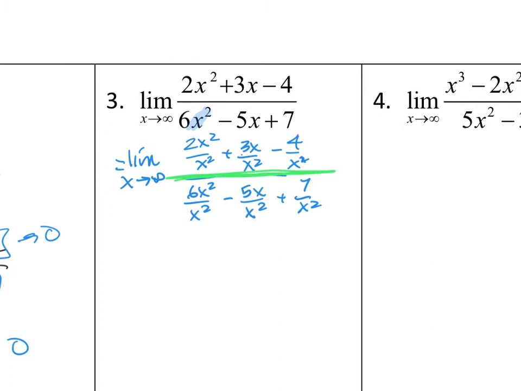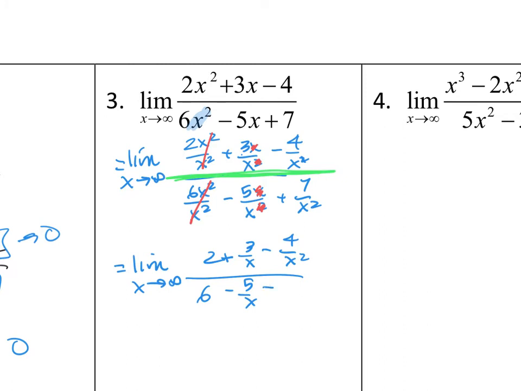So what happens? That goes to 1. This goes to 1. This goes to an x in the denominator. This does the same thing. And here's what we have. Let's go ahead and write this out. So we would have a 2 plus a 3 over x minus a 4 over x squared, over 6 minus a 5 over x plus 7 over x squared.